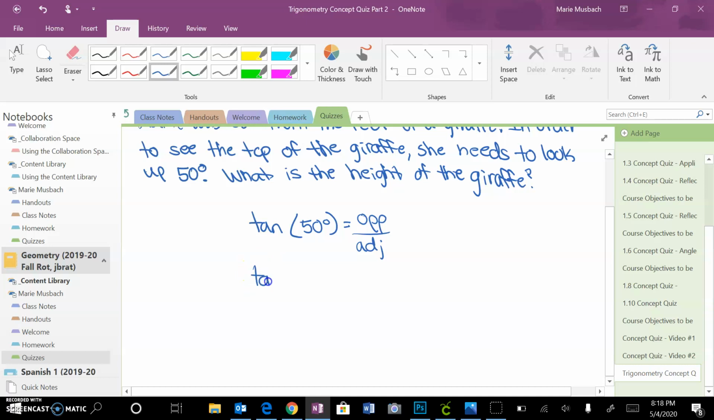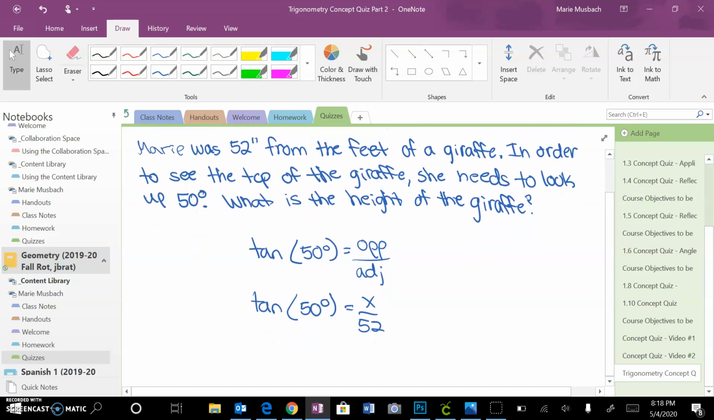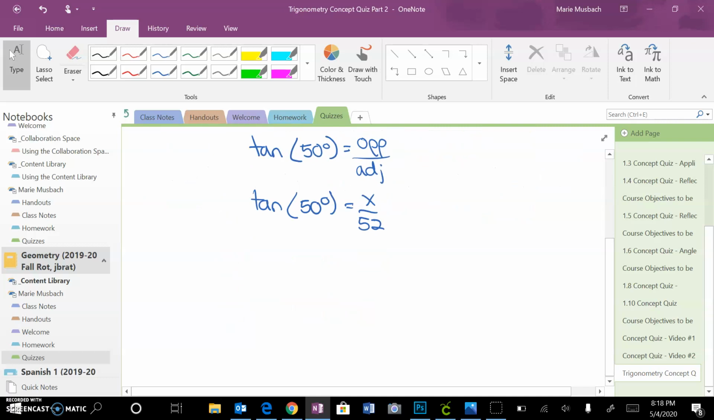So then I'm going to do tan 50 degrees equals x over 52, because x is the height of the giraffe and 52 is the inches that I am standing from the feet of the giraffe. So then you multiply both sides by 52, and you would get x equals 52 times tan 50, which then equals 61.97.